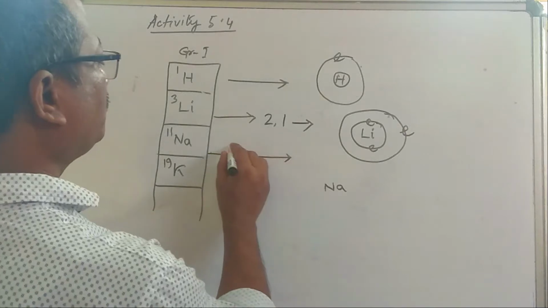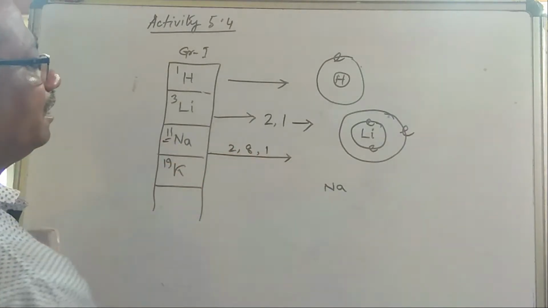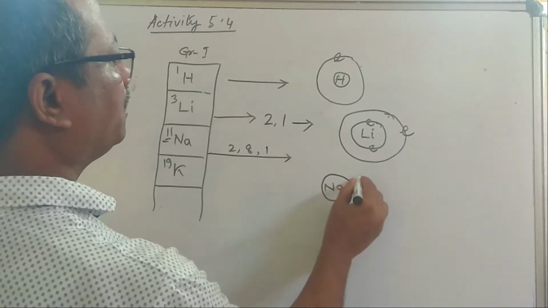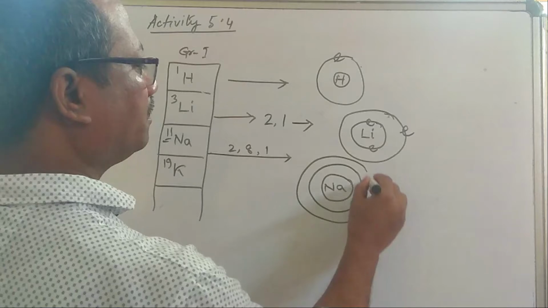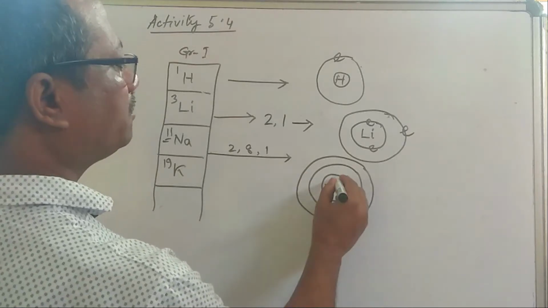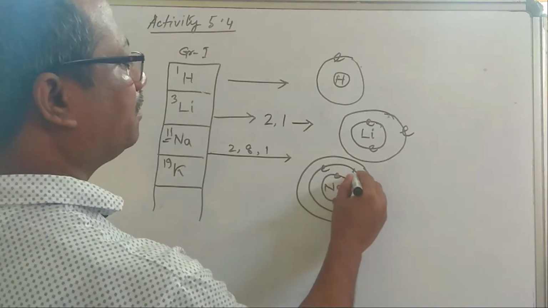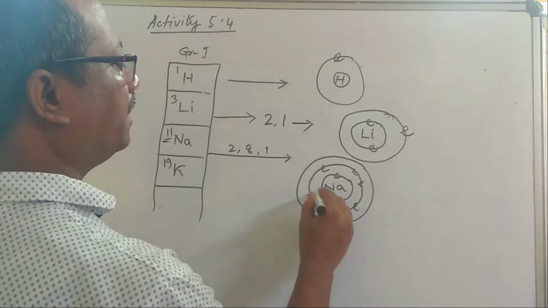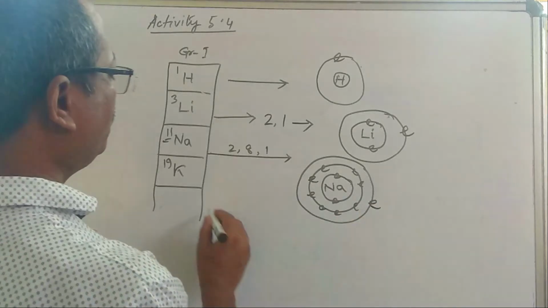Sodium: 2, 8, 1, atomic number 11. So first orbit, second orbit and third orbit. In the first orbit there are 2 electrons. In the second orbit there are 8 electrons, 1, 2, 3, 4, 5, 6, 7, 8. In the last orbit there is only 1 electron.